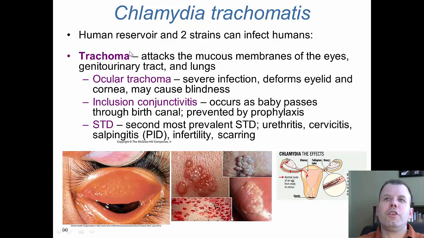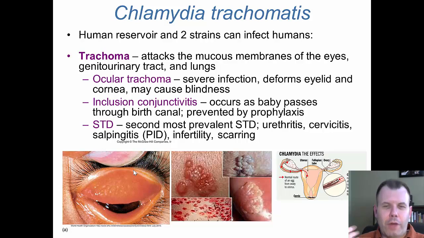Okay, so again, humans are the reservoir, and two strains can infect humans. There's the trachoma, which attacks the mucous membranes of the eyes and the genitourinary tract and lungs. You get ocular trachoma, which causes severe infection, deforms the eyelid and cornea, and may cause blindness. So you can see it here in this infection. You can get inclusion conjunctivitis, which occurs in babies as they pass through the birth canal. And that's what those eye drops are for. If mom doesn't know that she has chlamydia, they can treat the baby with the eye drops.